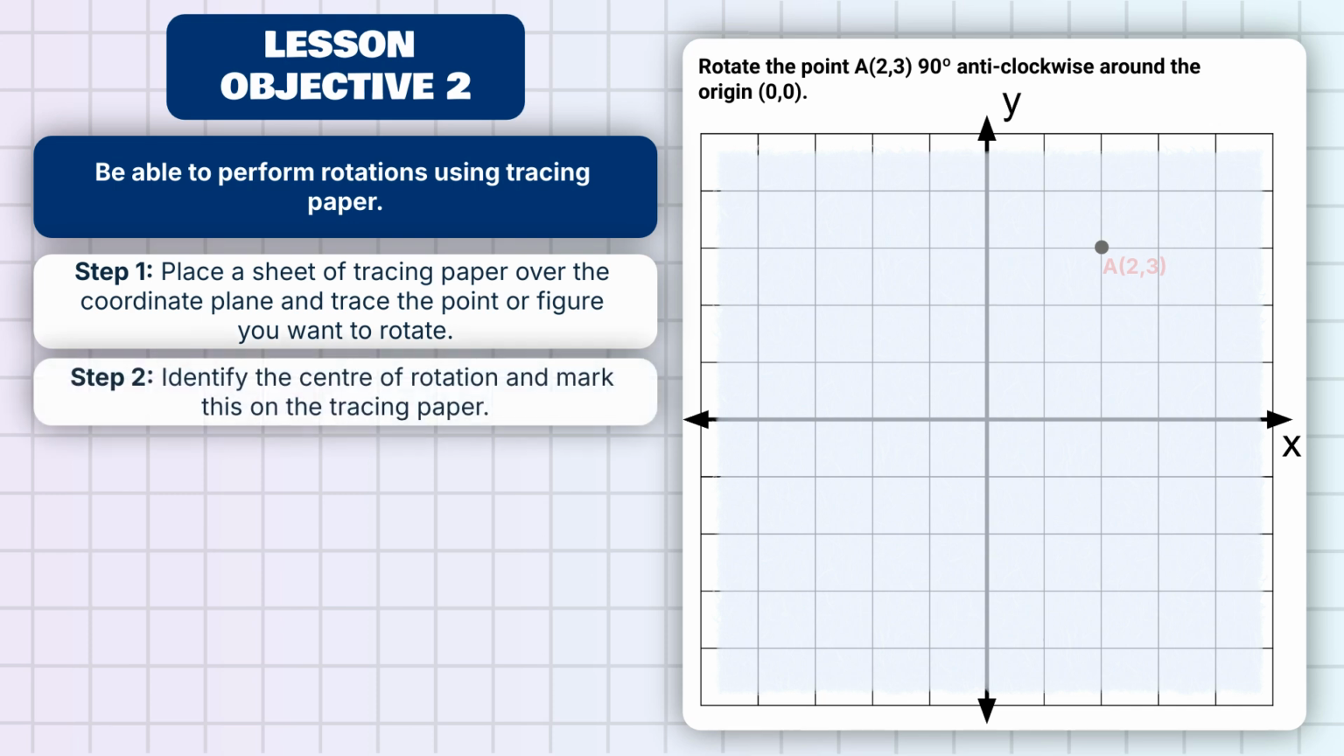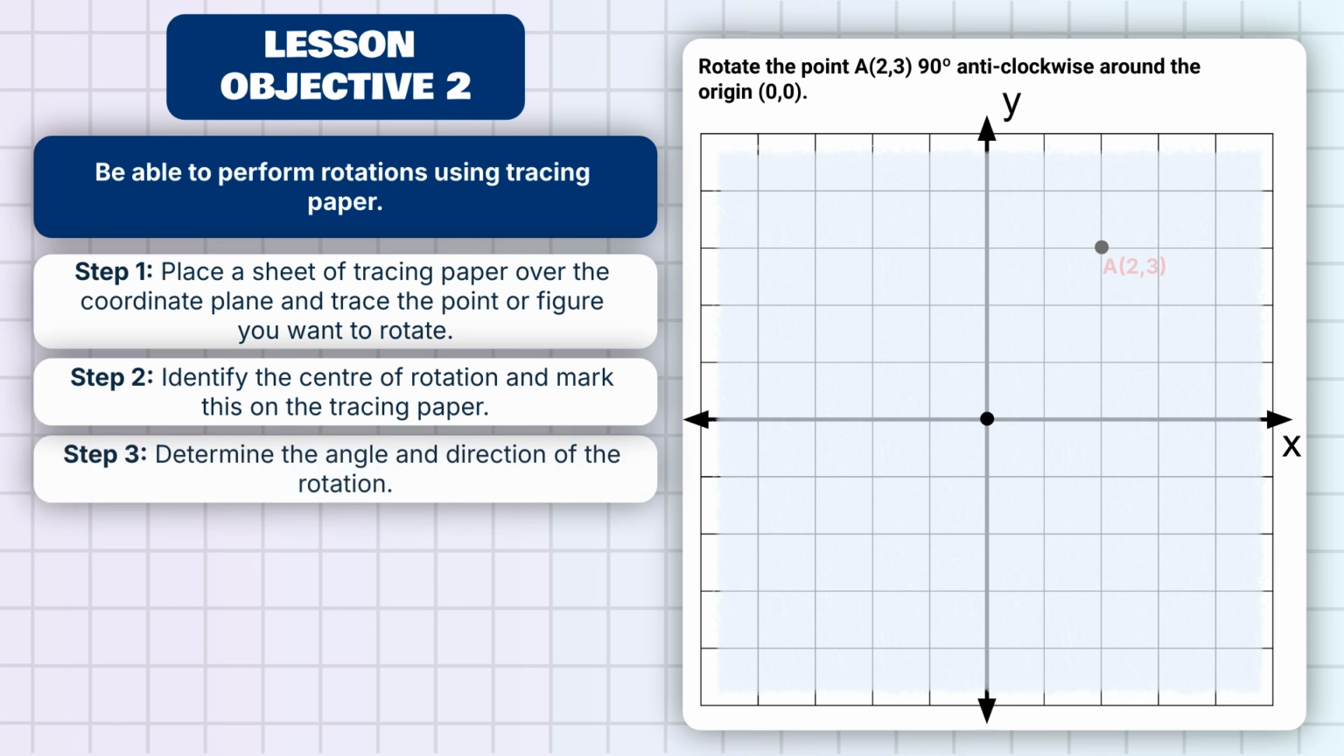For step 2, identify the center of rotation. Often the origin, (0, 0), is used, but rotations can also occur around other points. Mark the center of rotation on the tracing paper. Step 3 is to determine the angle and direction of the rotation. For our example, we need to rotate point A by 90 degrees anti-clockwise.